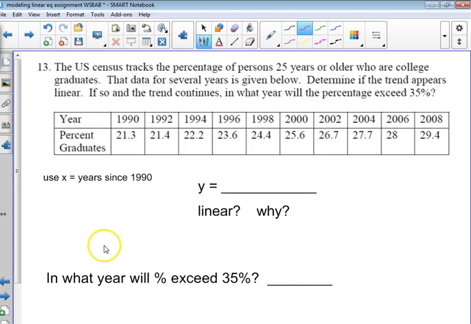13. Okay. The U.S. Census tracks the percentage of persons 25 or older who are college graduates. That data for several years is given below. Determine if the trend appears linear, and if so, continuing, what year will the percentage exceed 35%? Now, if we put these in as the percent of graduates, 35 is going to be a whole number, right? You don't want to change it to 0.35 because that's the form they have these in, just so we're clear on that.